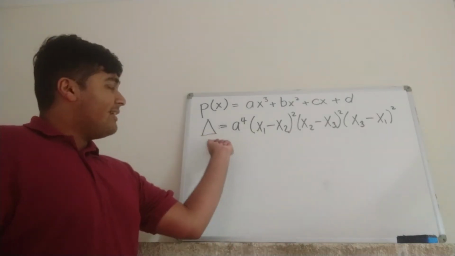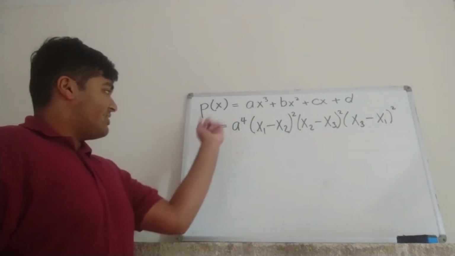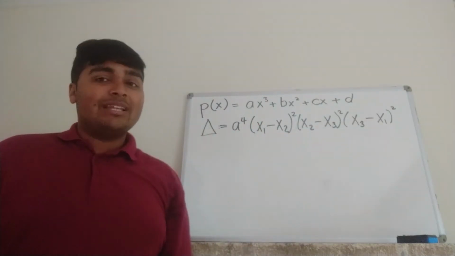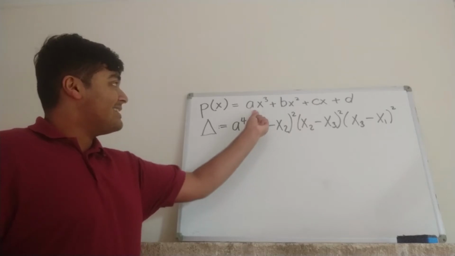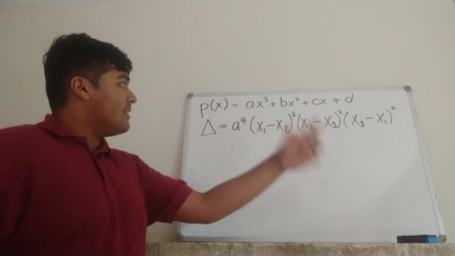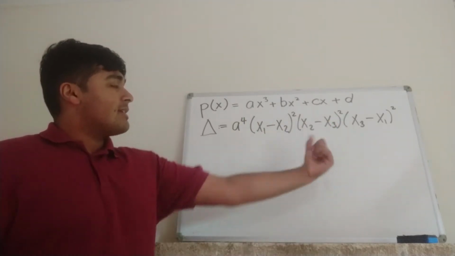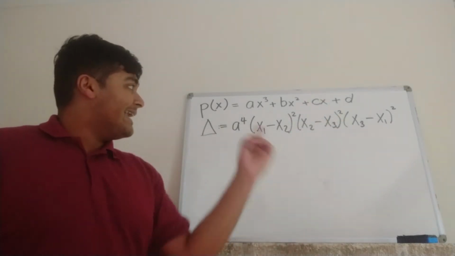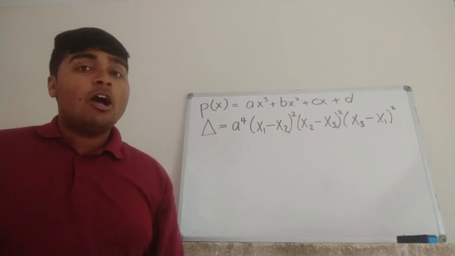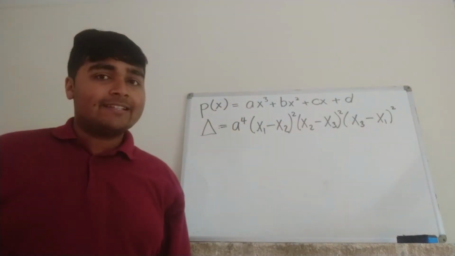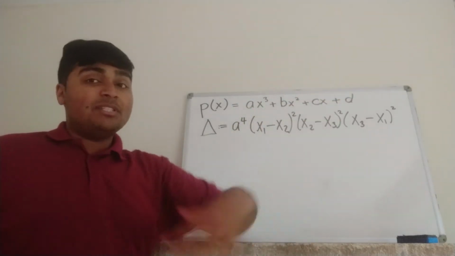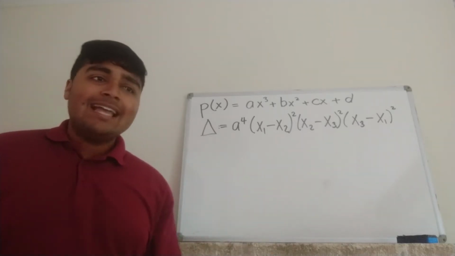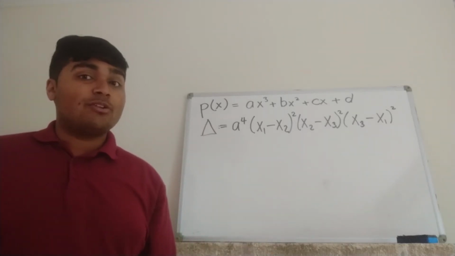Anyway, I'm going to define this thing here, which is just a triangle, but it's going to denote the discriminant. So I'm just essentially calling it this thing here. It's a to the power of 4, times x1 minus x2 squared, times x2 minus x3 squared, times x3 minus x1 squared. And here x1, x2, and x3 are the roots of p of x, which, just looking at this, we don't know what they are, but we know that 3 roots, at least in the complex plane, exist, and that follows by the fundamental theorem of algebra.